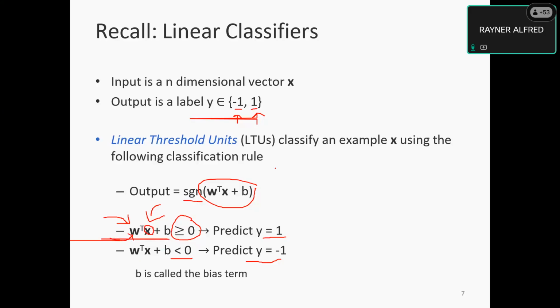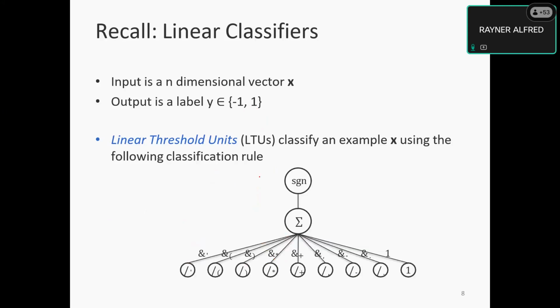Okay, so we will refer to this formula. For all the variables that we have, we need to sum them up and look at the sign. If they are greater than or equal to 0, we say that they are a positive sample. If they are less than 0, we say that they are a negative sample. So it's a very simple linear function.